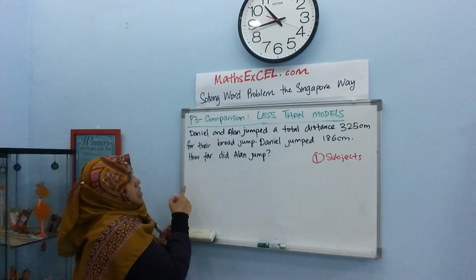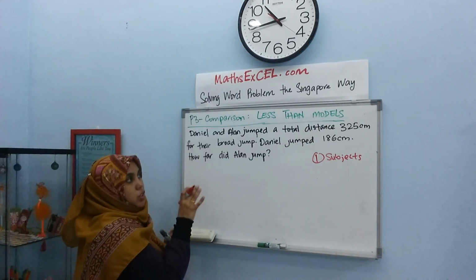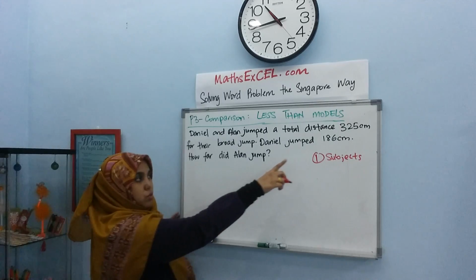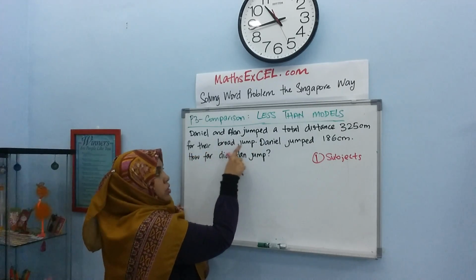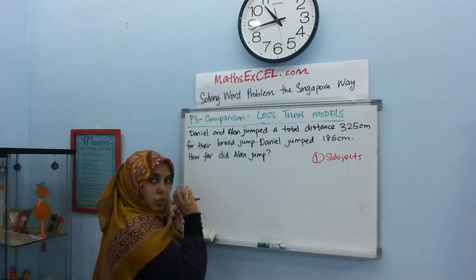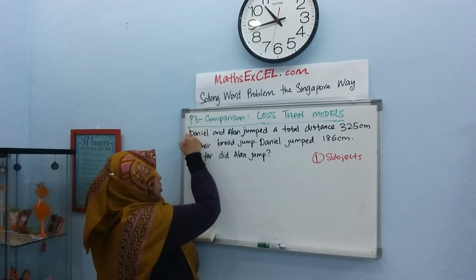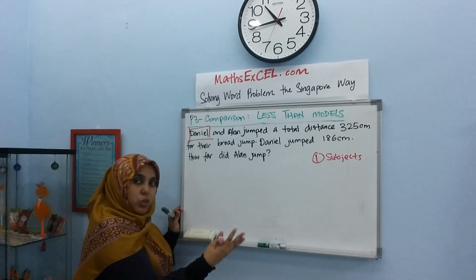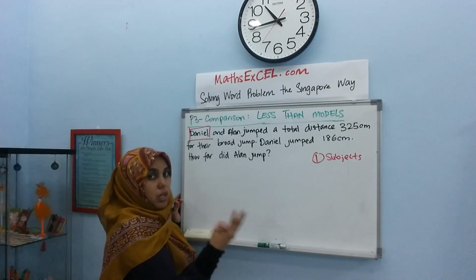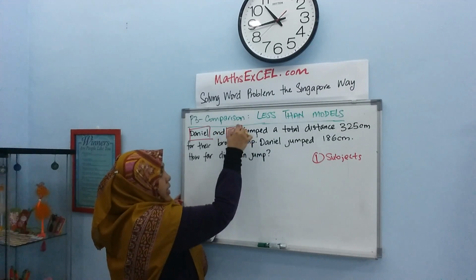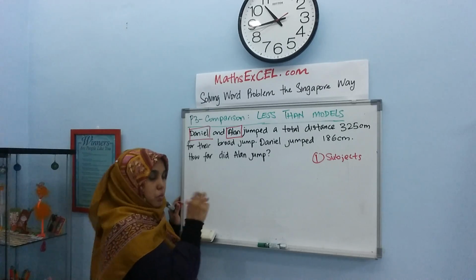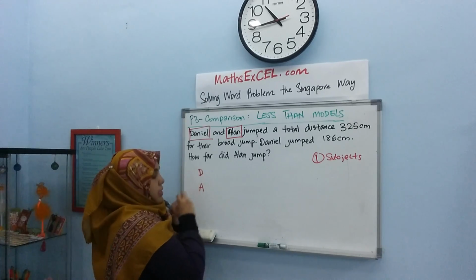Alright. So in this case, Daniel and Alan jumped a total distance of 3 to 5 cm for their broad jump. So what is the subject they talk about? They talk about jumping, yes, but they also talk about who jumped. So you prompt your child, so they are going to say who jumped. So the jumpers are Daniel and Alan. So in this case, you have two models. So you have your Daniel, you have your Alan.